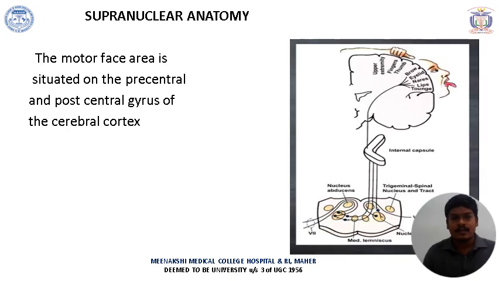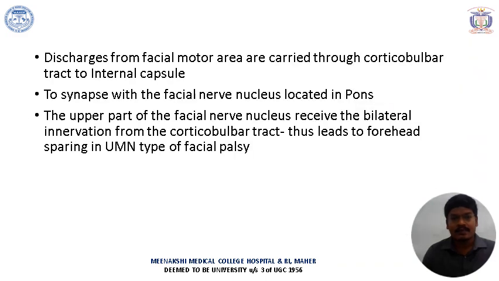So this is the supranuclear anatomy. The motor face area is situated in the precentral and postcentral gyri of the cerebral cortex. From there, the corticobulbar fibers arise and pass through the internal capsule, which synapses with the facial nerve nucleus located in the pons. The upper part of the facial nerve nucleus receives bilateral innervation from the corticobulbar tract. This leads to forehead sparing in upper motor neuron type of facial nerve palsy.